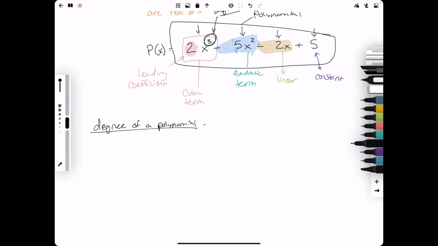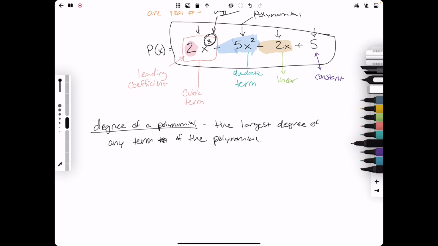The degree of the polynomial is the largest degree of any term of the polynomial. And that's how we name them then.